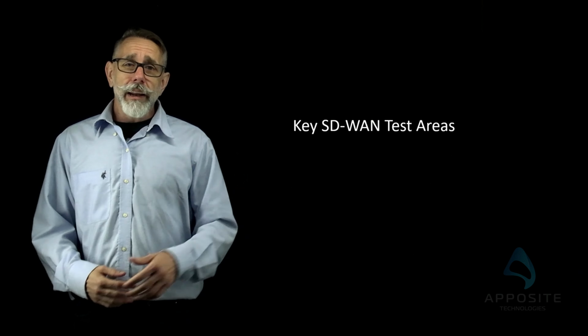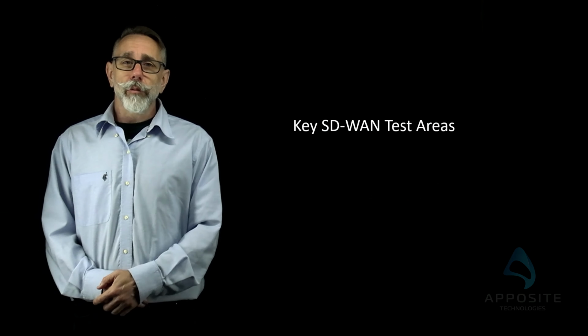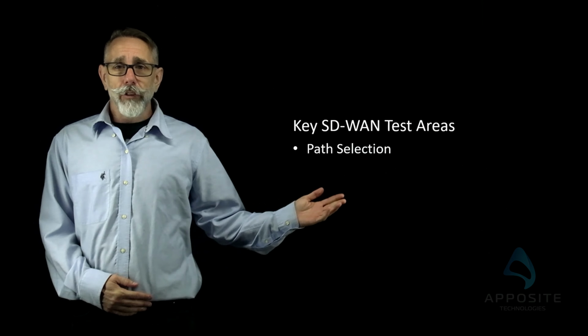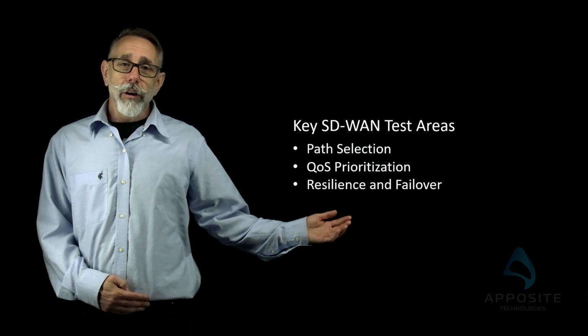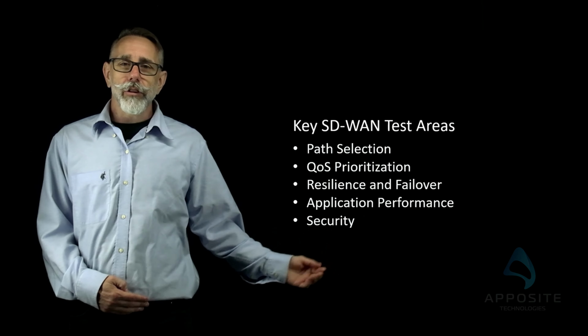There are 5 main areas to test to ensure your SD-WAN is performing at its best: path selection, quality of service prioritization, resilience and failover, application performance, and security.